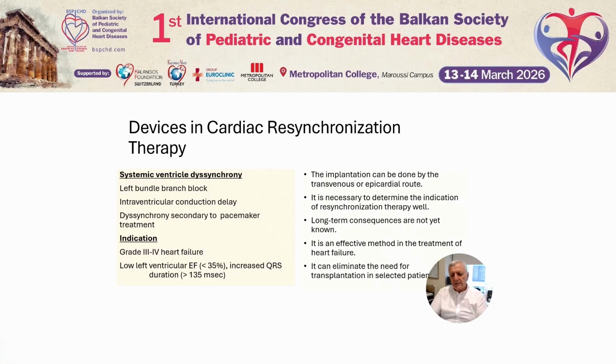A new indication for cardiac devices is cardiac resynchronization. What are the reasons? If there is systemic ventricular dyssynchrony, such as left bundle branch block, intraventricular conduction delay, or dyssynchrony secondary to pacemaker treatments. If there is grade 3 to 4 heart failure and low ejection fraction, or a QRS duration of more than 135 milliseconds, then we can implant the cardiac device to synchronize the ventricles.